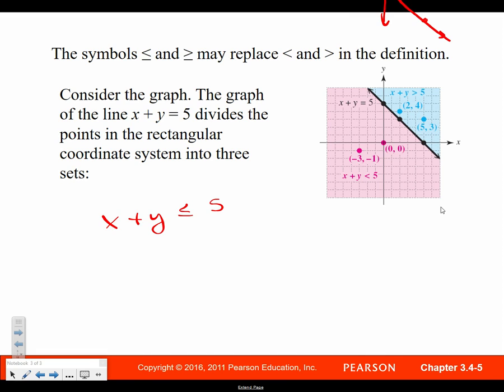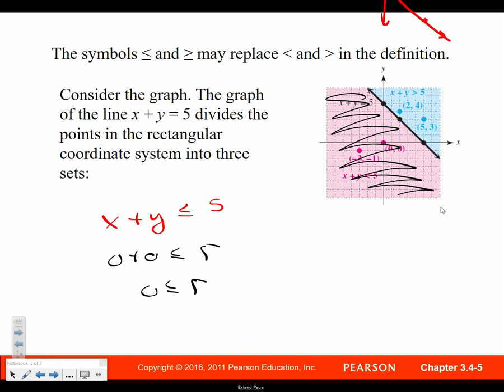Here's what we're going to do. Pick a point, something simple for this one. 1, 2. Even easier is 0, 0. If you have the point 0, 0 available, pick that point, because here's what's going to happen. x is 0, y is 0. 0 plus 0 is 0. Is 0 less than or equal to 5? That means that you shade under that. Okay?